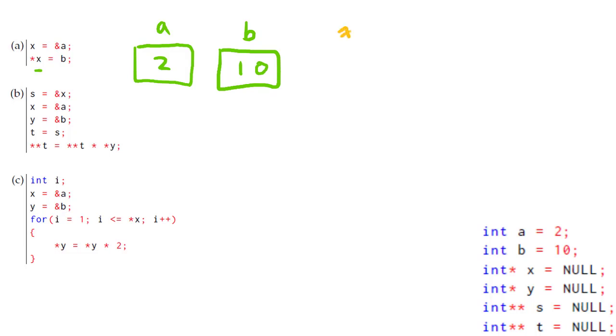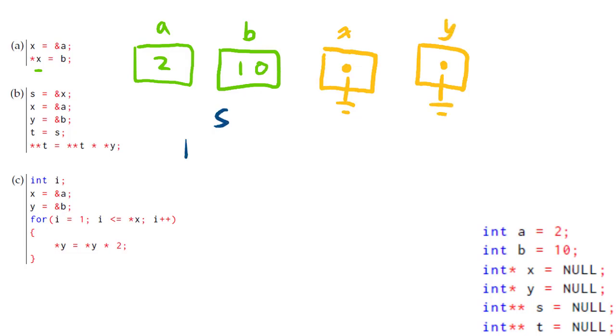Our pointer x, what we do is we label it with a center dot. Initially, our pointer x is pointing to null. And then we have another pointer y. This pointer y is also pointing to null. And then we have another double pointer. For easy recognition, I'm going to use 2 dots. Initially, it's pointing at null also.